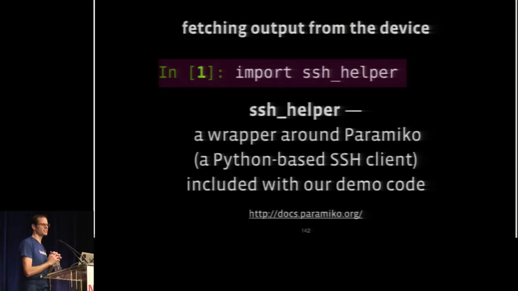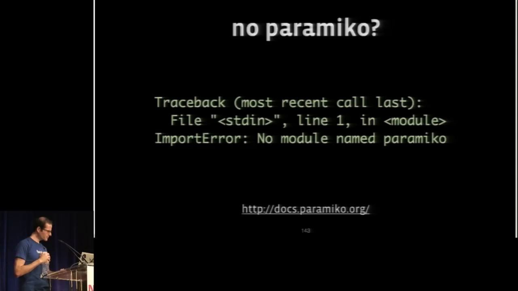So the first part here to get output from the device using SSH is that we're going to import this module called SSH helper. Okay, so if you're not in the VM and you just type that, this is probably what you saw. I tried this on my Mac natively before I installed it. I get a traceback that says import error, no module Paramiko. It's a simple fix, but it is something to be aware of.